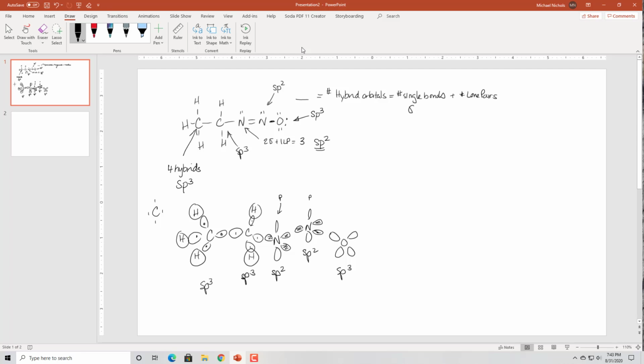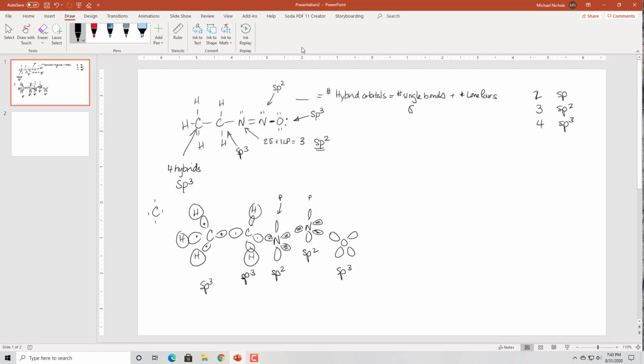Again, you take the number of single bonds plus the lone pairs, which gives you the number of hybrid orbitals. You can't have one hybrid orbital, so 2 hybrid orbitals is sp, 3 hybrid orbitals is sp2, and 4 hybrid orbitals is sp3. And then we'll get to 5 and 6 in a subsequent lecture.